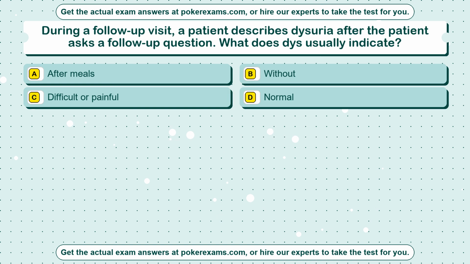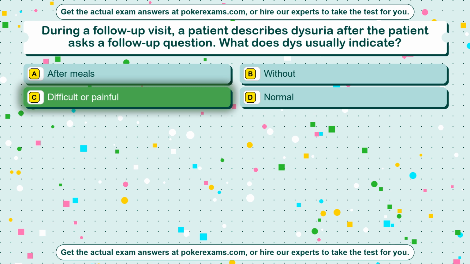Question 39. During a follow-up visit, a patient describes dysuria after the patient asks a follow-up question. What does dys usually indicate? Option A, after meals. Option B, without. Option C, difficult or painful. Option D, normal. The correct answer is option C, difficult or painful.